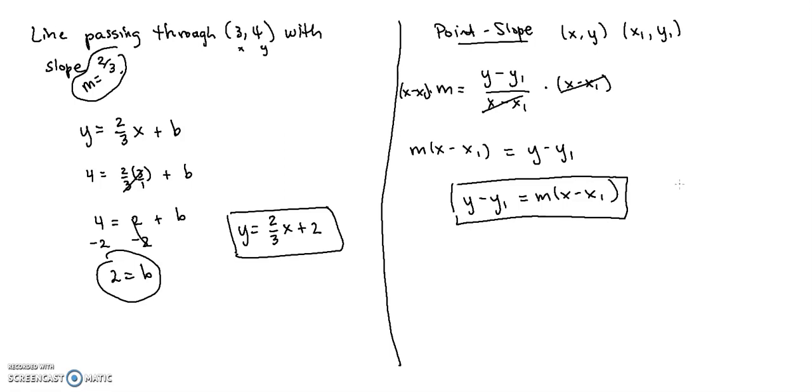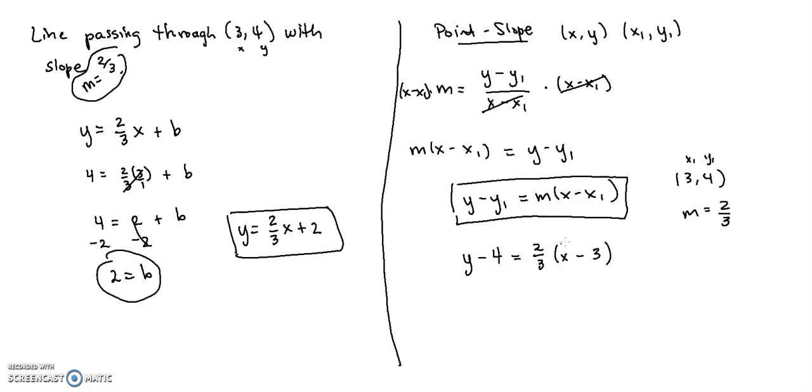Okay, so our point is 3, 4. That's our x1, y1. And our slope is 2/3. Okay, so we're going to have y minus y1, which is 4, equals m, 2/3, x minus x1, which is 3. So the nice thing about this one, it's another formula to memorize, but the nice thing is that once you put everything in, you've got the equation right there. You don't have to go back and plug anything in later.